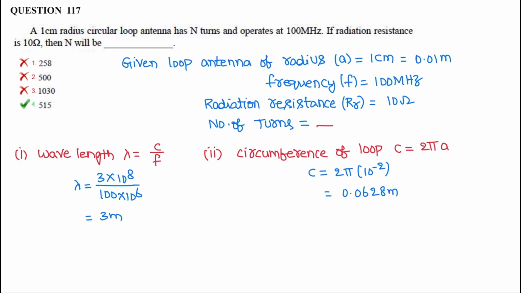Next question. A 1 centimeter radius circular loop antenna has n turns and is operated at 100 megahertz. If the radiation resistance is 10 ohms, then what is the value of n? The given antenna is a circular loop antenna. Radius is 1 centimeter, that is 0.01 meters. Frequency 100 megahertz. Radiation resistance 10 ohms. We need to calculate the number of turns.